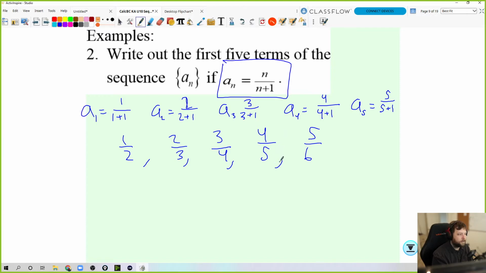And you can see a pattern going on here. I bet you could tell me the next term in here would be 6 over 7 if we had to. The neat thing is if I give you this formula and ask what is the 25th term of the sequence, a sub 25, you could tell me it's going to be 25 over 25 plus 1, which is 25 over 26. You can tell me the pattern if I give you the formula. That's the kind of stuff related to sequences.